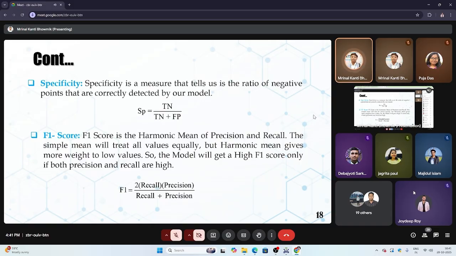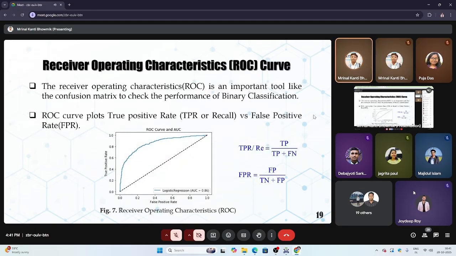Next is the F1 score. The F1 score is basically the harmonic mean of precision and recall. It gives a balanced distribution between recall and precision. The basic formula is F1 equals 2 times recall times precision divided by recall plus precision. Next, the most important thing for visualization of the classification performance: we basically plot the ROC curve, that is the receiver operating characteristic curve.